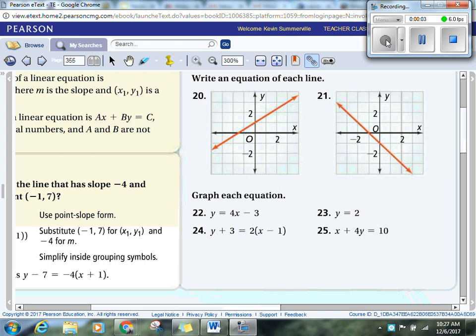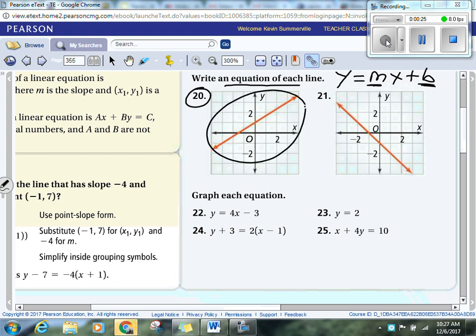So taking a look at question number 20. They want to know the equation of a line. The equation that we're using is y equals mx plus b. In order to find the slope and the y-intercept, we have to look at this graph.